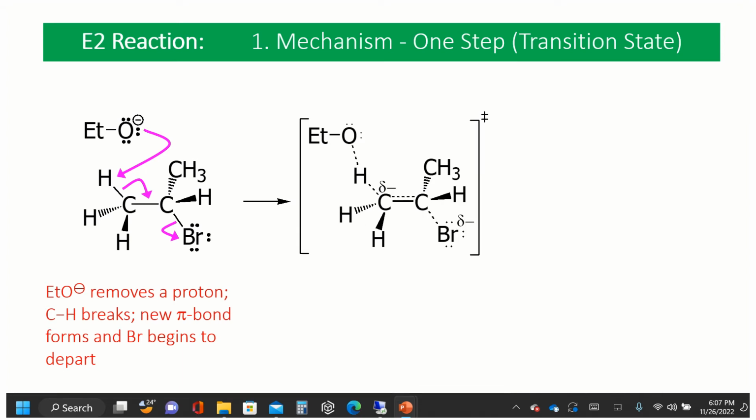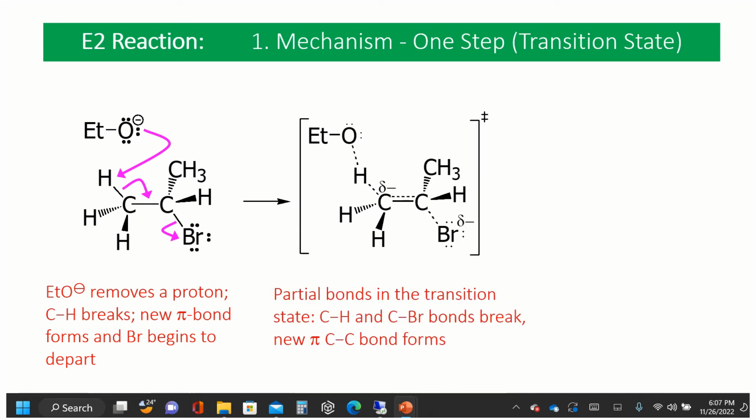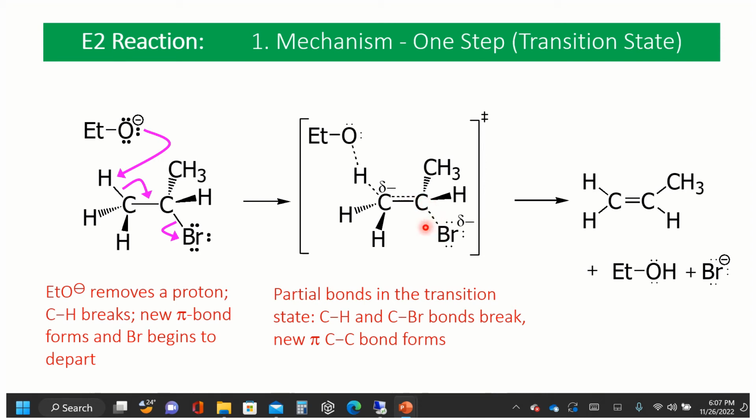But you can see we have this new carbon-carbon bond. So look, in the transition state, we have a bond formed between the base and the proton. There's a bond being broken, a bond being formed, and we end up with a new alkene.